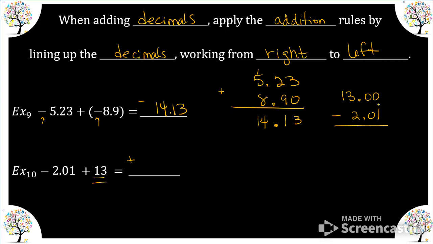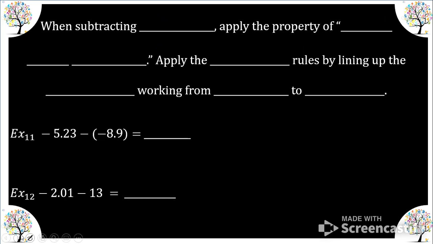Now we are going to have to borrow all the way across to the 3, borrow, make that a 2. This 0, instead of 10, becomes a 9, and this 0 becomes the 10. 10 minus 1 is 9. 9 minus 0 is 9. Bring down the decimal. And then 2 minus 2 is 0. And then 1 minus 0 is 1. So 10.99, and it is positive because we have more positives.